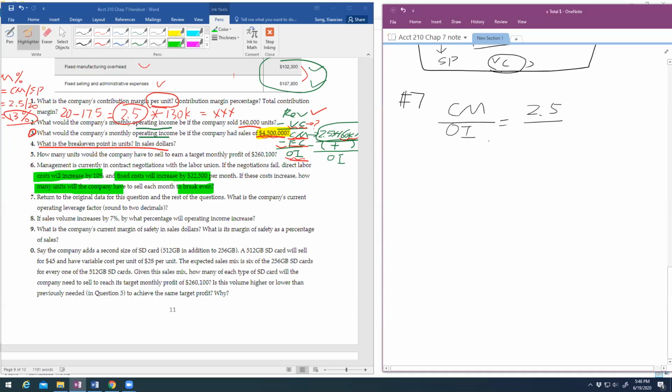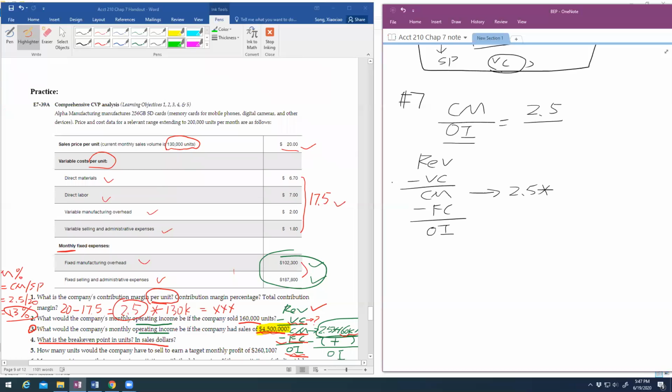Our original operating income is how much? The revenue minus variable cost, the contribution margin, minus fixed cost gives us operating income. We go all the way to the original one. Contribution margin is 2.5 each, and the original question said it is 130,000 units, right? 130,000 units. So you get your total contribution margin. You minus all the fixed cost. We already knew the fixed cost is 290,100. You got your operating income is 34,900.